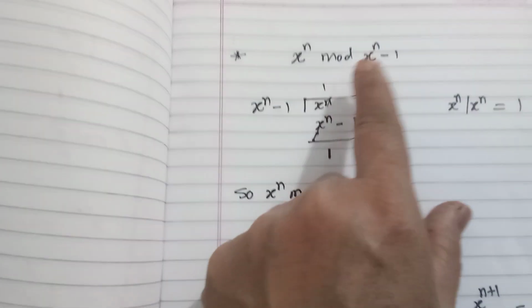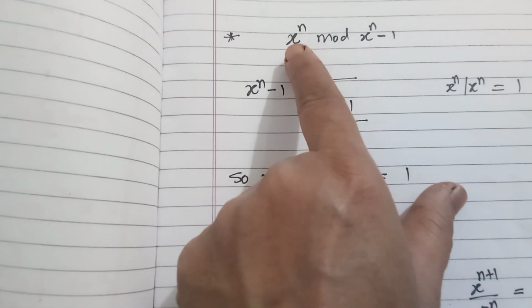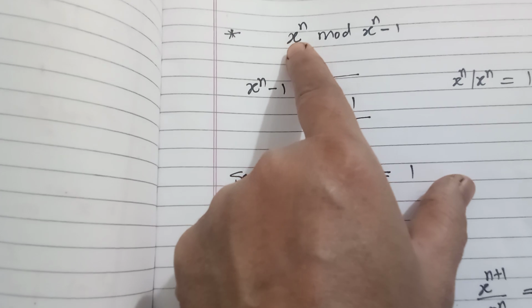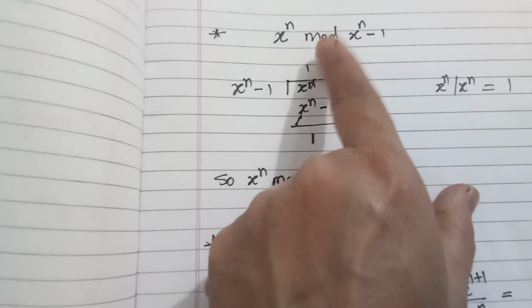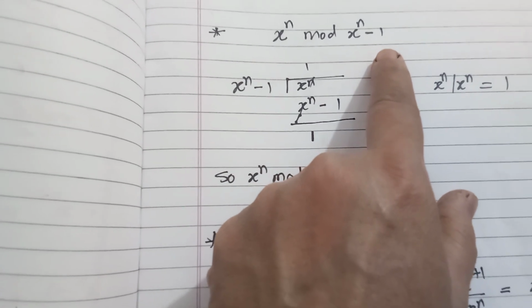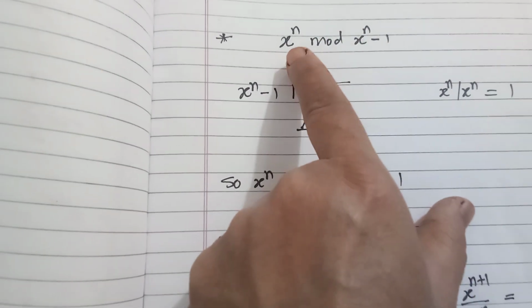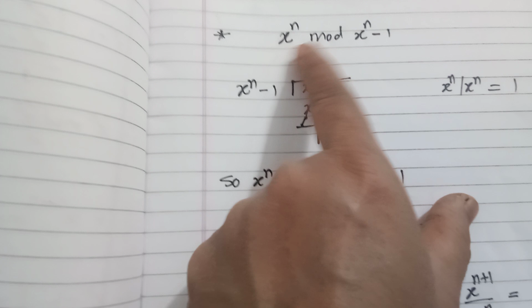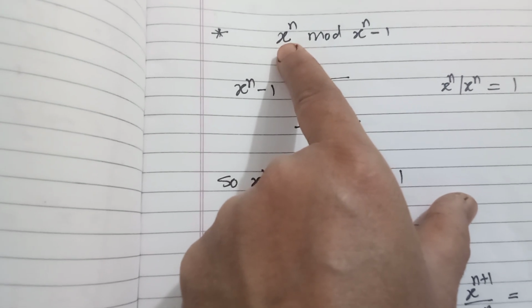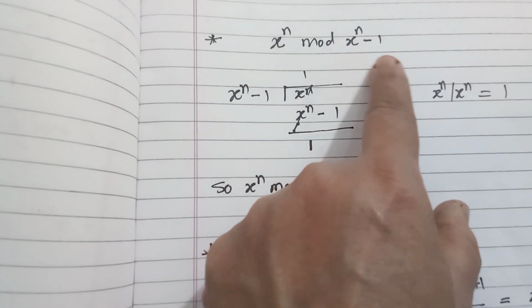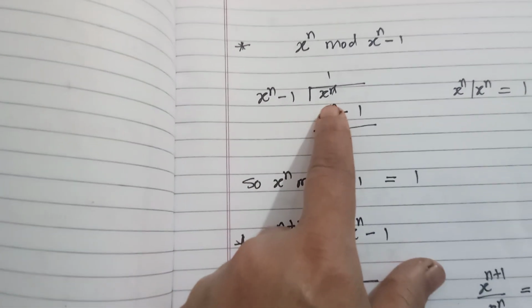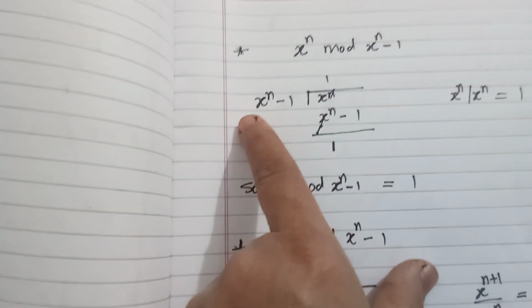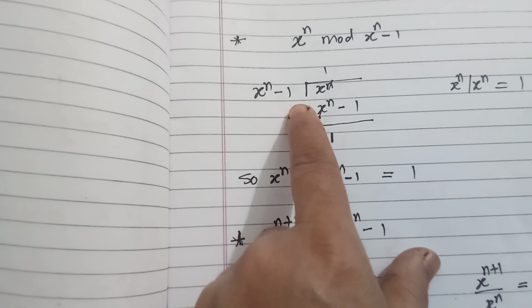So x^n mod x^n minus 1 means you have to divide x^n by x^n minus 1 and take its remainder. Once again, here you have to divide x^n with x^n minus 1 and take its remainder. So we are dividing x^n by x^n minus 1.